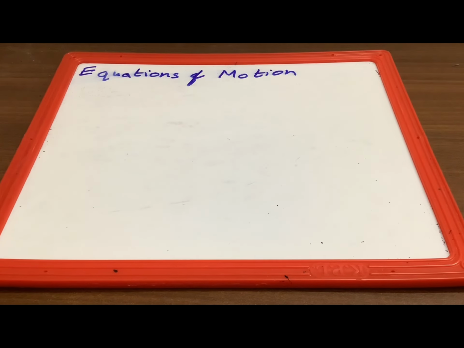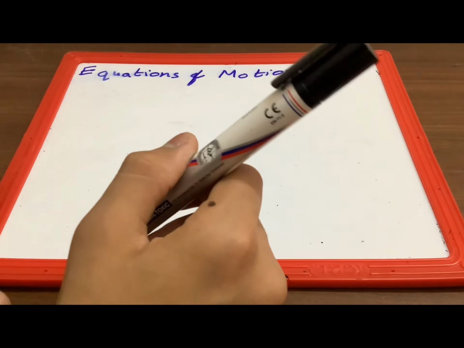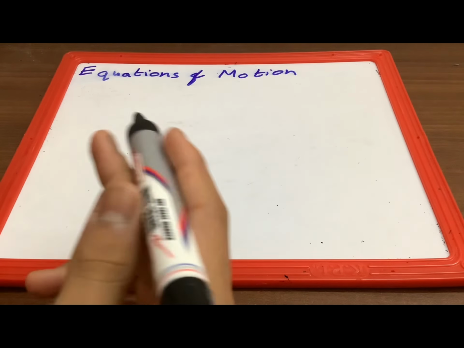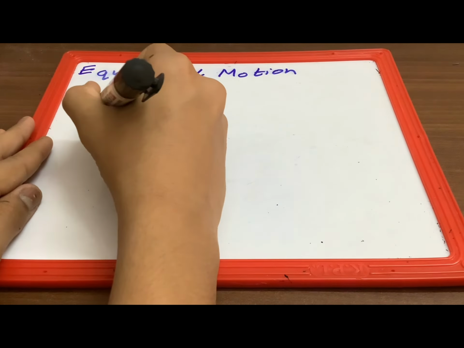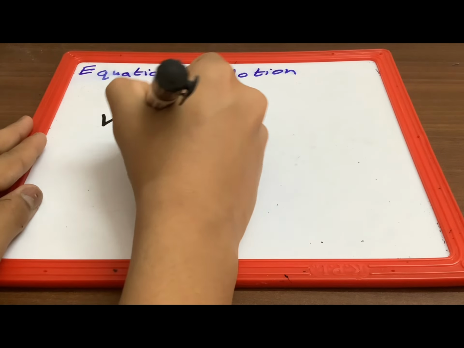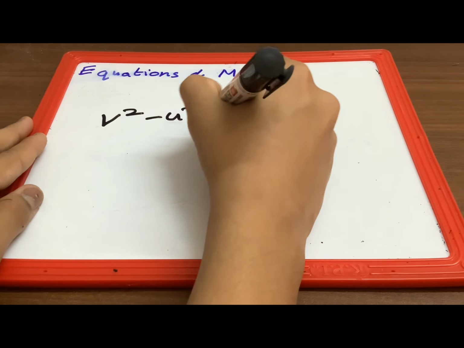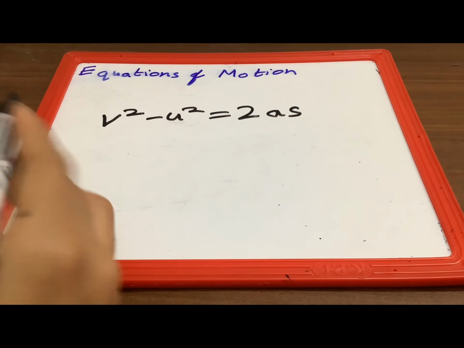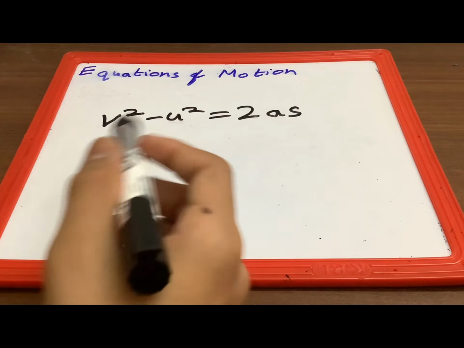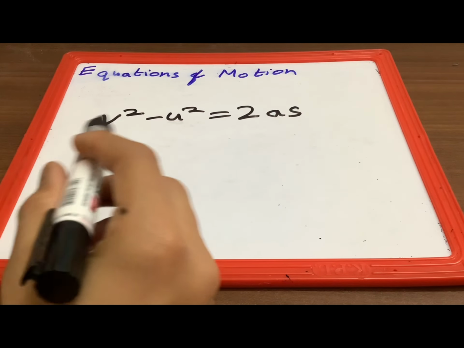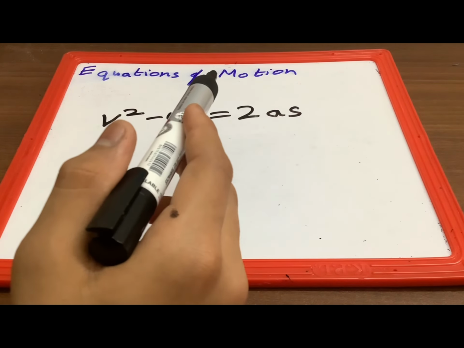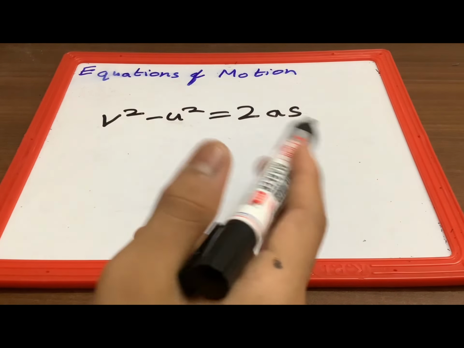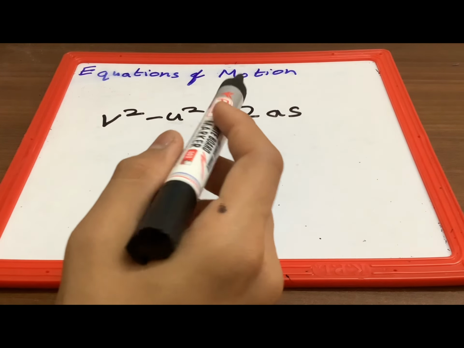Let's finally take a look at the third equation of motion. Since this is a bit more complicated, let us take a look at what we have to derive first. V squared minus u squared equal to 2as. The important thing about this equation is that there is no coefficient of time, and the first two equations have the coefficient of time. So we simply have to cancel out the coefficient of time from the first two equations.